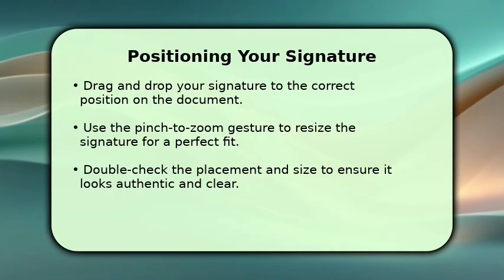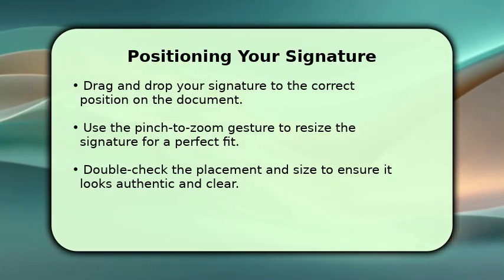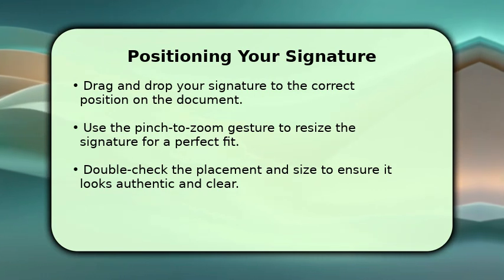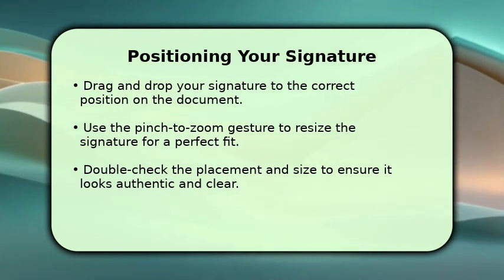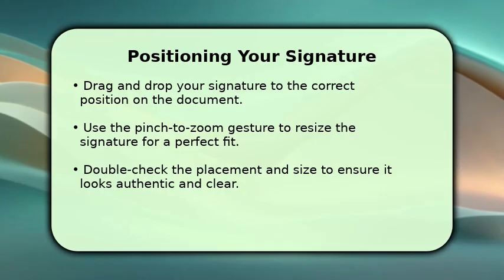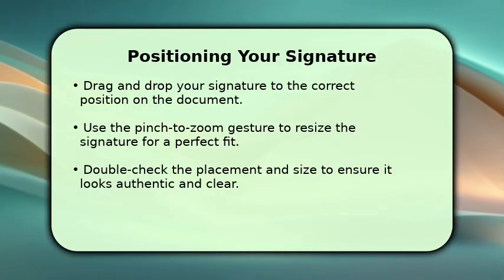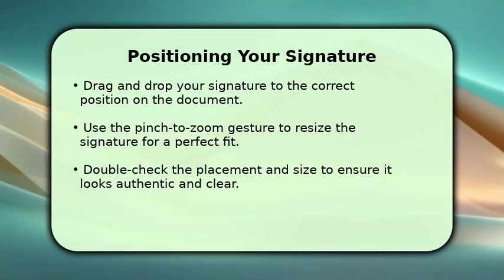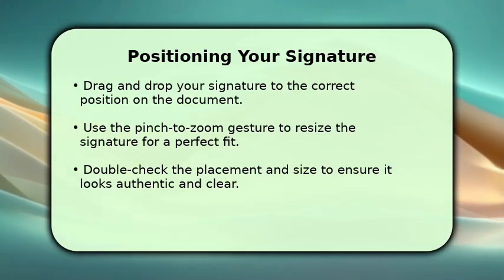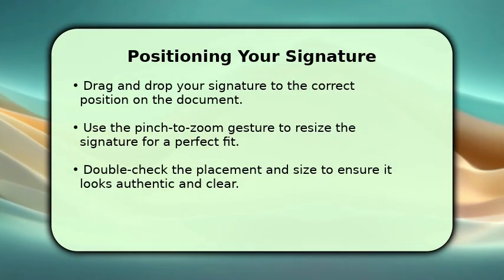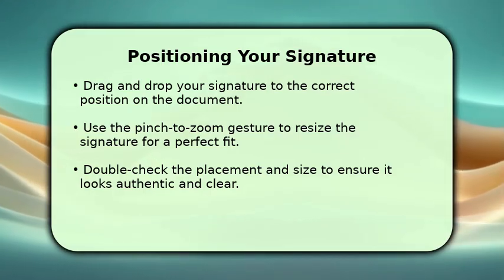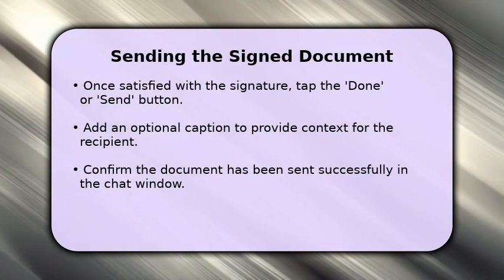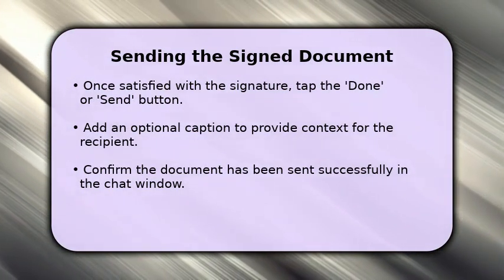After adding your signature, precise placement is key. Simply drag and drop your signature image to the exact spot where it needs to be on the document. If it's too large or too small, use the pinch to zoom gesture to easily resize it until it looks just right. Take a moment to double-check the placement and size. You want your signature to appear as if it was physically signed, maintaining a professional and clear appearance on the document.